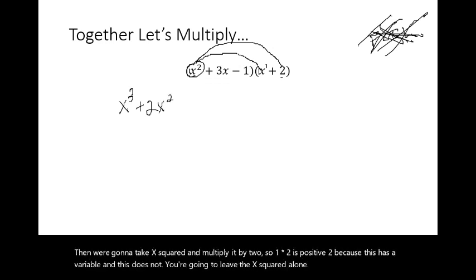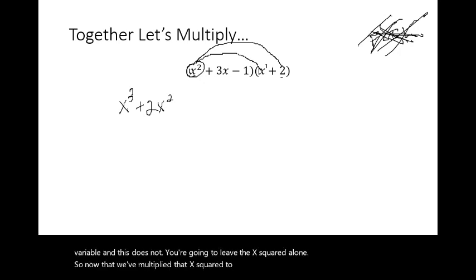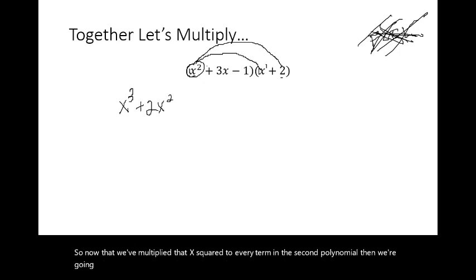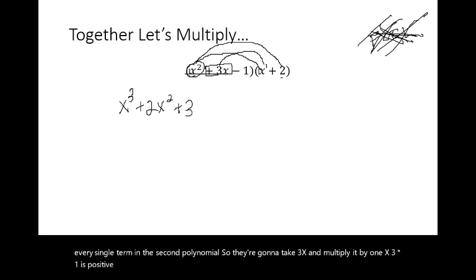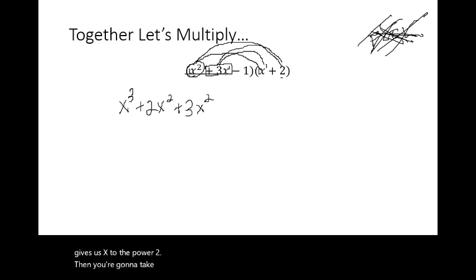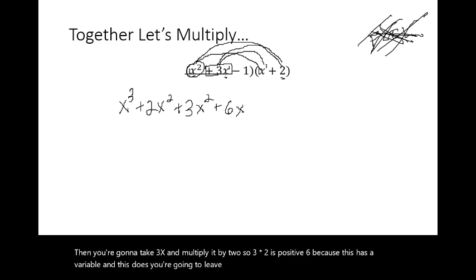So now that we've multiplied that x squared to every term in the second polynomial, then we're going to move on to the plus 3x. So now we're going to take 3x and multiply and distribute it to every single term in the second polynomial. So then you're going to take 3x and multiply it by 1x. So 3 times 1 is positive 3. X times x, because the variables are the same, you're going to add the powers, gives us x to the power 2. Then you're going to take 3x and multiply it by 2. So 3 times 2 is positive 6. Because this has a variable and this does not, you're going to leave the variable alone.